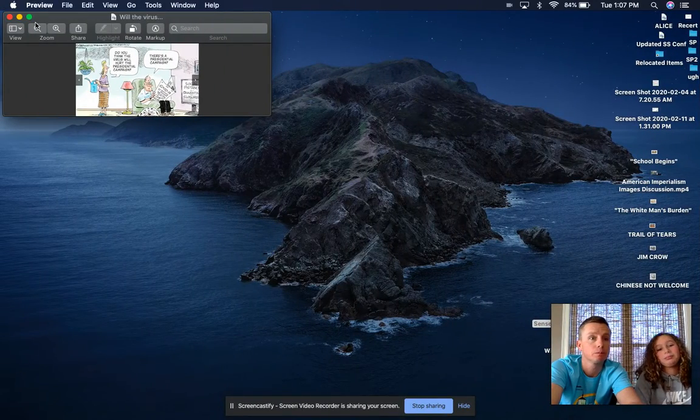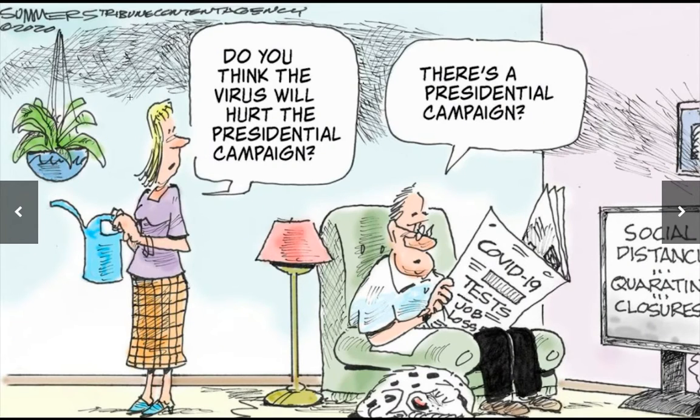So let's look at this one now. This is kind of similar in a way. What do we got here? A woman and a man talking about the presidential campaign. What is she wondering? She's wondering if the virus will hurt the presidential campaign. What does she mean, hurt the campaign? Like, not make it as, I don't know. Get in the way? Yeah. Get in the way. And what's his response to her question? There's a presidential campaign? So he seems to have forgotten that there's a presidential campaign? Yeah. Probably not, but for the cartoon, right?